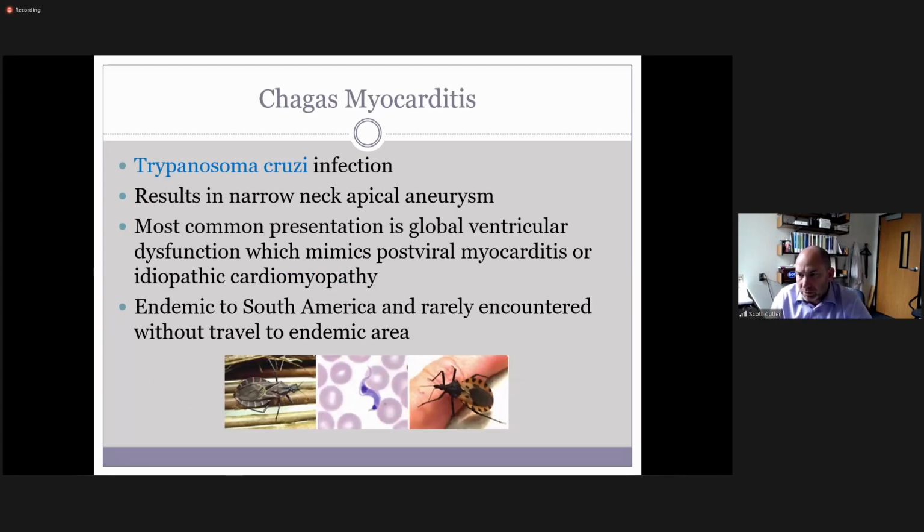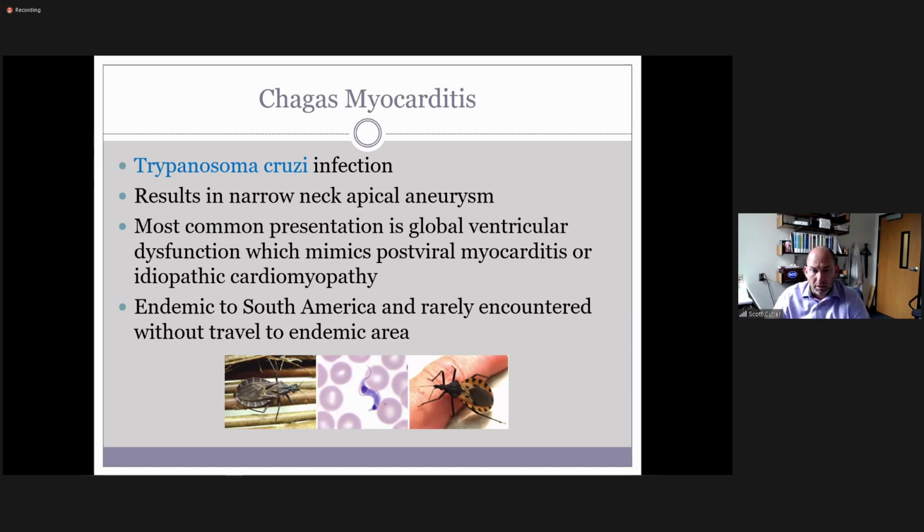Okay, last slide here. So we've got Trypanosoma cruzi. I don't know how you pronounce it effectively, but that's close. That's an infection. It's a parasite. It results in a narrow neck apical aneurysm. Most commonly it presents as global ventricular dysfunction, which mimics post-viral myocarditis or idiopathic cardiomyopathy. It is endemic to South America and rarely is encountered without travel to an endemic area.